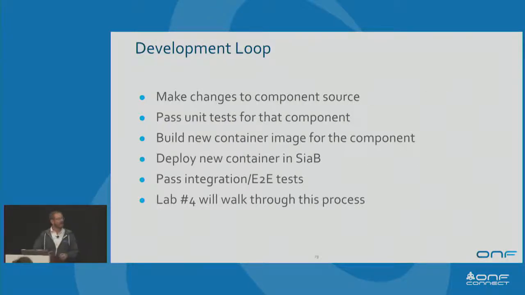So here's the high-level outline for the development loop. Let me just go over this, and then we're going to switch gears into the hands-on lab. The developer makes some changes to the source of one of the SEBA components. Maybe it's an XOS service, maybe it's VOLTHA or an ONOS app. And then after the change is made, unit tests are run, and they should pass, of course.